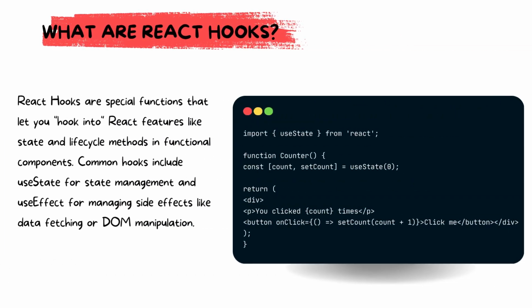What are React hooks? React hooks are special functions that let you hook into React features like state and lifecycle methods in functional components. Common hooks include useState for state management and useEffect for managing side effects like data fetching or DOM manipulation. Let's look at the example code. In this example, useState initializes the count state variable to 0. Each time the button is clicked, the count is incremented, and React automatically re-renders the component with the updated count.